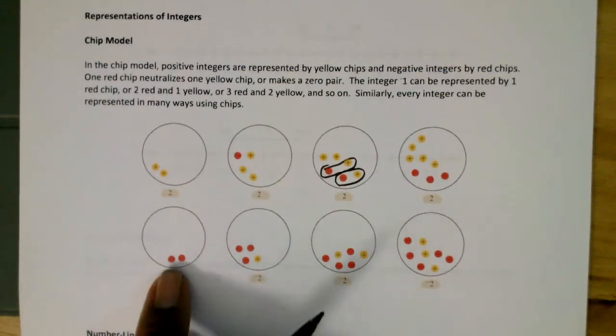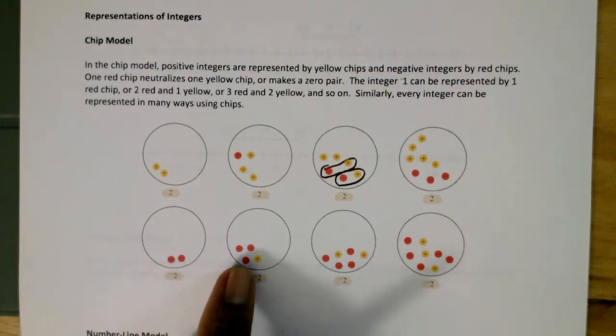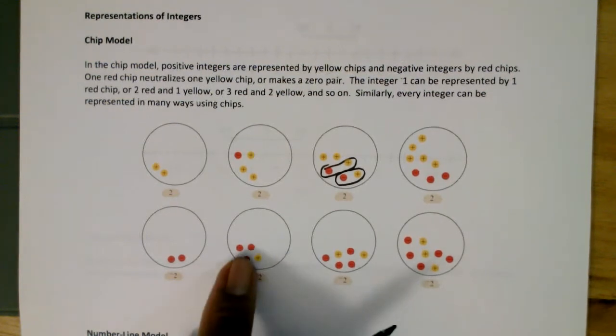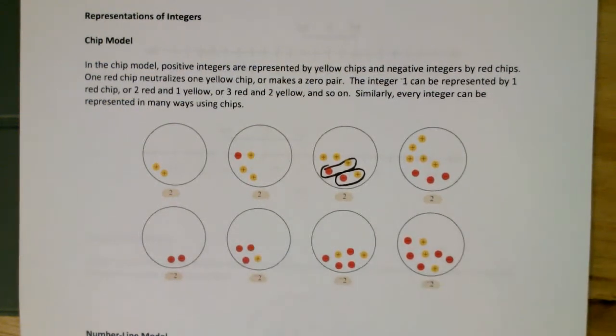Now for -2, two red chips represents -2, or three red and one yellow. Well, the yellow chip will form a zero pair with a red chip. You'll be left with two red chips, and so on.